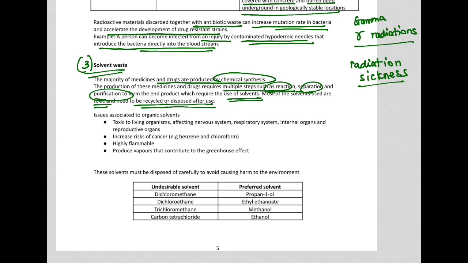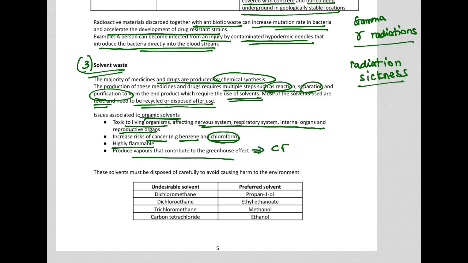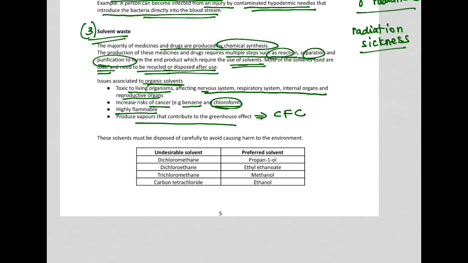Some of them are toxic to living organisms. They affect the nervous system, respiratory system, internal organs, and reproductive organs. Some of them increase risk of cancer, for example, benzene and chloroform. Right? Chloroform is an organic solvent. And they are highly flammable. They produce vapors that contribute to the greenhouse effect. This is specifically for chlorofluorocarbons. And these solvents need to be disposed of carefully so that they do not harm the environment.